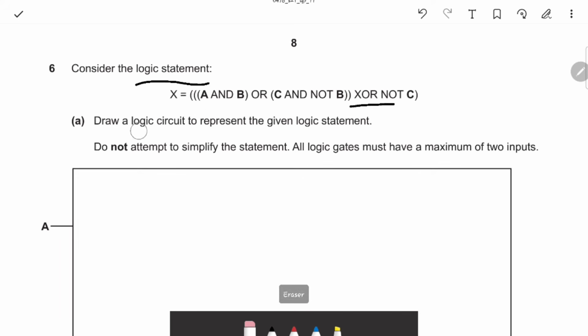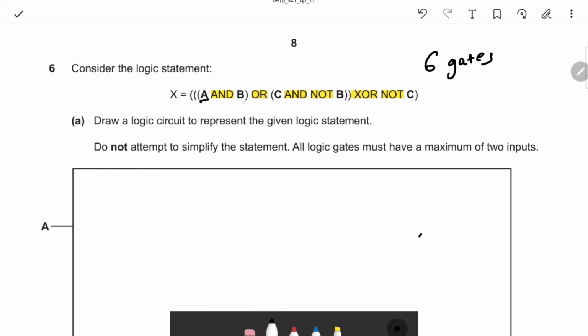The first thing in this type of question is to highlight the keywords, to highlight the gates. So we have the NOT gate, the XOR gate, the NOT gate again, AND gate, the OR gate, and the AND gate again. Now you can add them all up: 1, 2, 3, 4, 5, 6. So there are 6 gates. That's the first clue. In your final answer, there should be 6 gates.